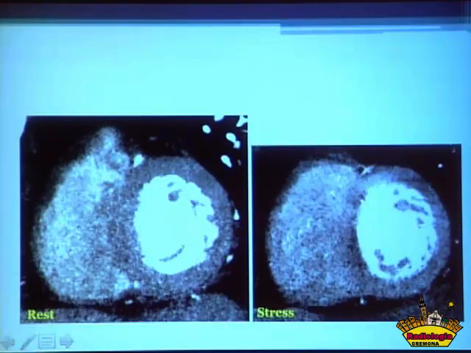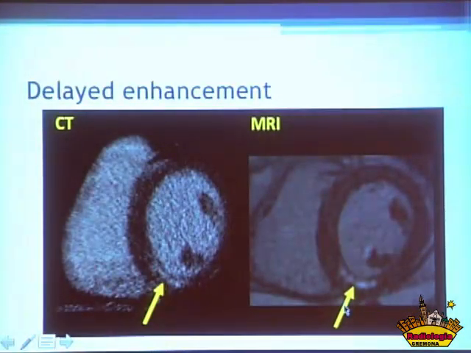We reconstruct as many phases as possible out of the information we've got, and a perfusion defect has to be there in at least 3 of them for us to call it a perfusion defect. So this is an artifact. However, this is not. This is a perfusion defect just here. And the patient went on to have an invasive coronary angiogram and stent.